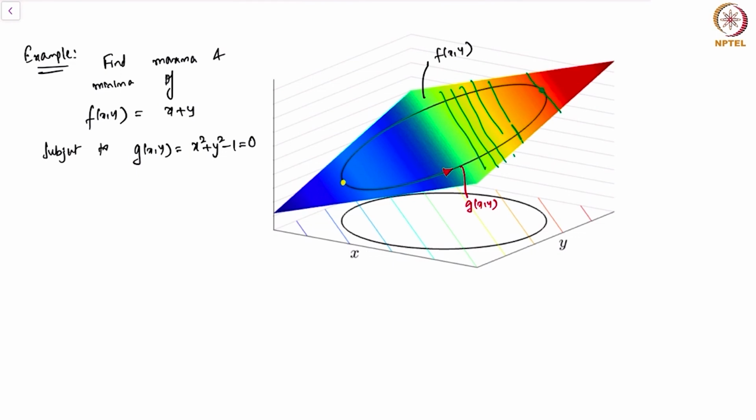At the special contour, the gradient of f would be like this. That's the gradient of f. And the gradient of g, the direction is not very important. In this case, the gradient of g, let's say, is like this. That's the gradient of g. Note that at that location, the gradients of f and g are the same. In other locations, the gradient of g can be different.